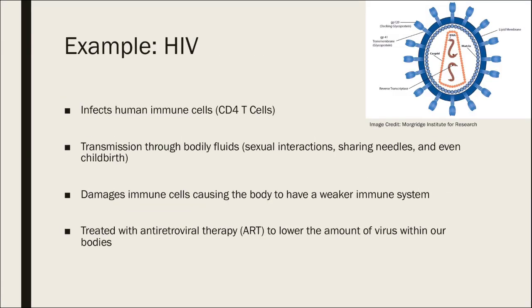An example of a retrovirus is HIV, which I'm sure you guys have heard of before. HIV mainly infects our immune cells called the CD4 T cells. These are really important because they help our body fight off infections. HIV can be transmitted through bodily fluids, including sexual contact, sharing of needles, and even childbirth. Over time, as HIV damages more and more of our immune cells, our immune systems get weaker. The good thing, though, is that HIV can be treated with antiretroviral therapy, or ART, and this helps lower the amount of virus in the body so that people can manage it much better.